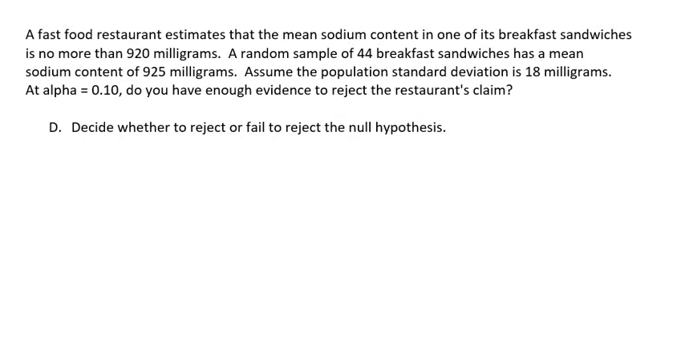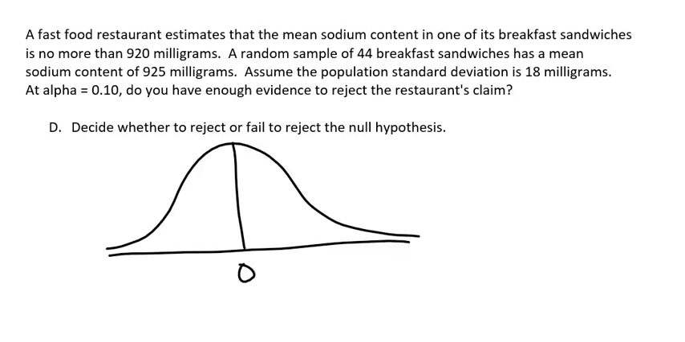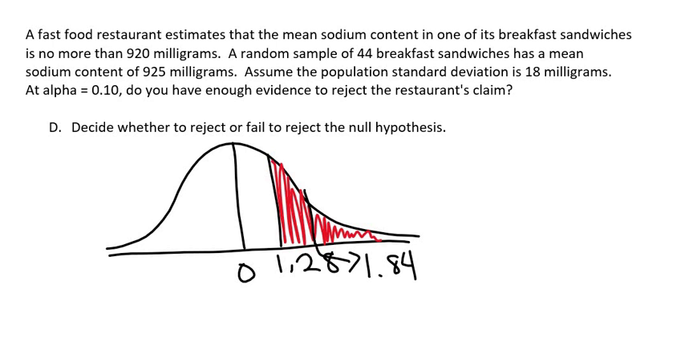Part D. Decide whether to reject or fail to reject the null hypothesis. So to do this, let's first look at our standard normal curve. Now what I'm going to do is I'm going to plot my critical value on here, 1.28. Now I'm going to shade my rejection region. My rejection region is the tail area, or the area under the tail. Now on this same graph, let's plot our standardized test statistic. And we found that that standardized test statistic was 1.84. Notice that I plotted 1.84 in that rejection region. Therefore, I'm going to reject the null hypothesis.